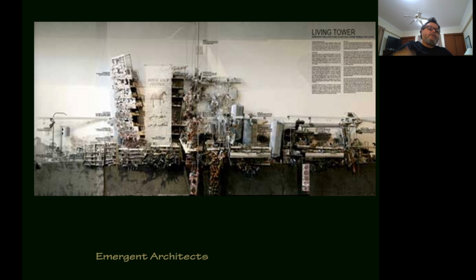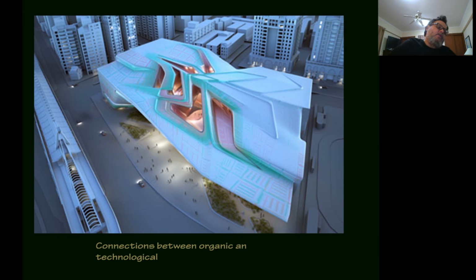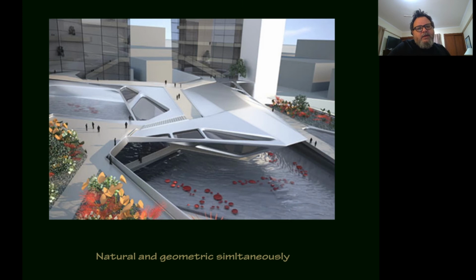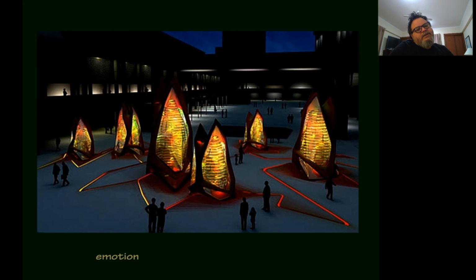New group, Emergent Architects. They are sort of flirting with that organic technological line. So again, we talked about the constructionist and we talked about the organicist. But the thing about the deconstructivists is they can go either way. It just depends on where the ideas take them and what those ideas drive in end form. A lot of their stuff is based on physics. See that whole balanced piece in the middle? That's what that whole piece is about. Simultaneously natural and geometric.